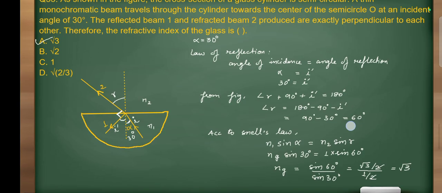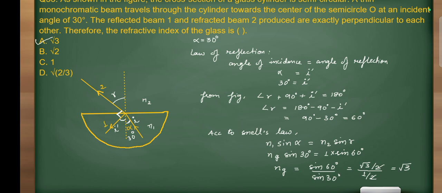So here the angle of incidence is given as alpha, or I have represented it with I, which is 30 degree. So the angle of reflection will be equal to the angle of incidence, so the angle of reflection becomes 30 degree. If you see the diagram, you will find that angle R plus 90 plus I dash is equal to 180 degree, and we will get the angle of refraction equal to 60 degree.